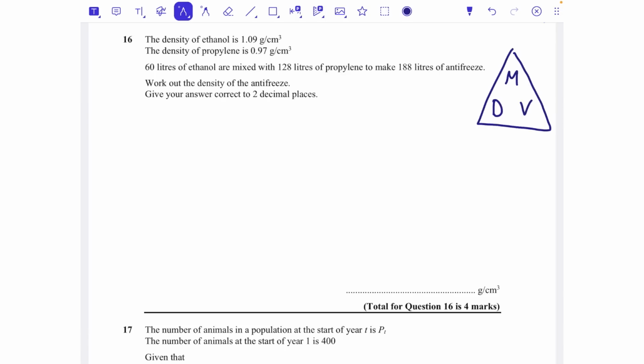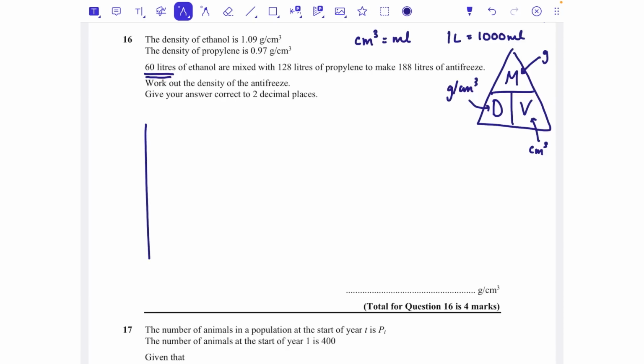Now, with these triangles, you always want your units to match up. So our density is in grams per centimetre cubed. We want the volume to be in centimetres cubed, and we want the mass to be in grams so that it all matches. However, at the minute, we've got our volume in litres. Now, it's good to know that 1 centimetre cubed is a millilitre. So if we can get this in millilitres, then it will be the same as in centimetres cubed. So 60 litres, 1 litre is 1,000 millilitres, so this is the same as 60,000 millilitres, which is 60,000 centimetres cubed.